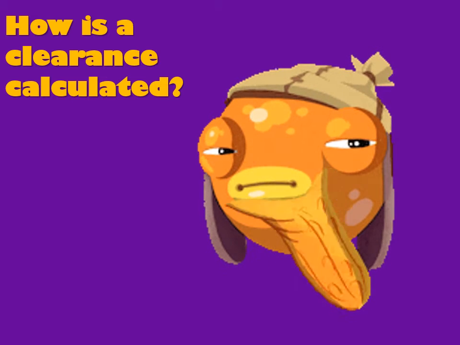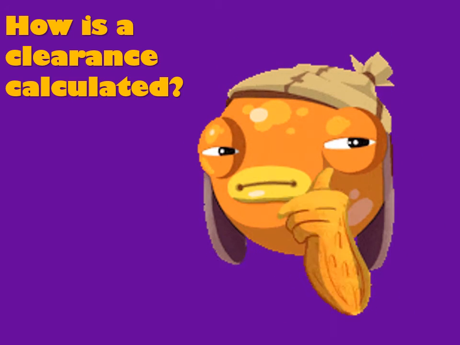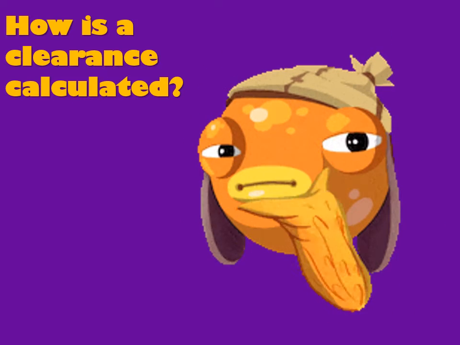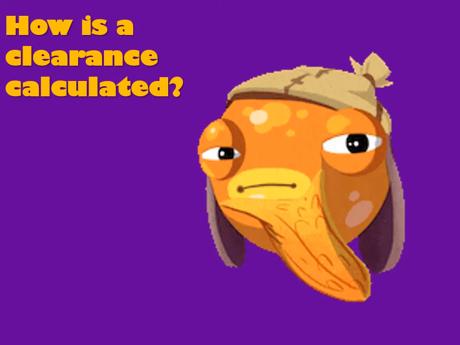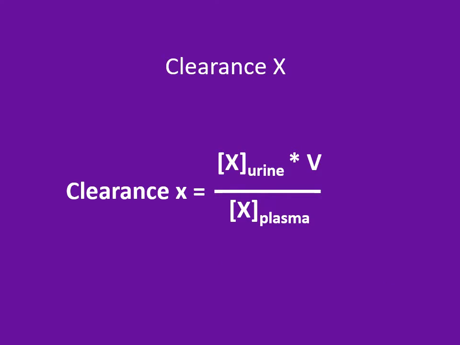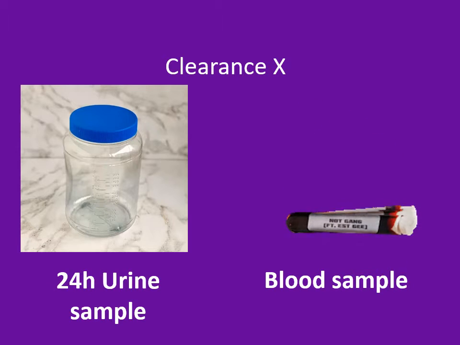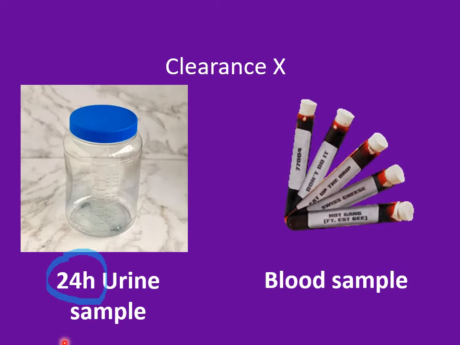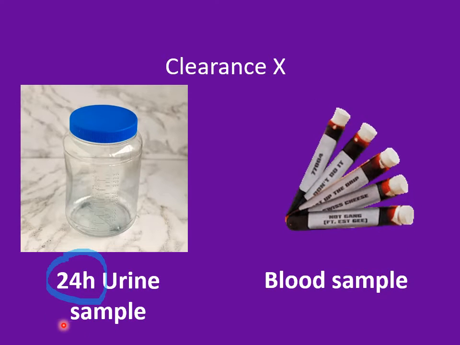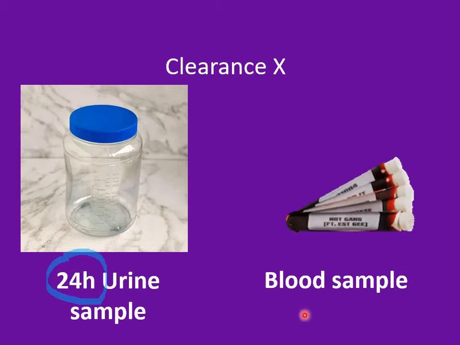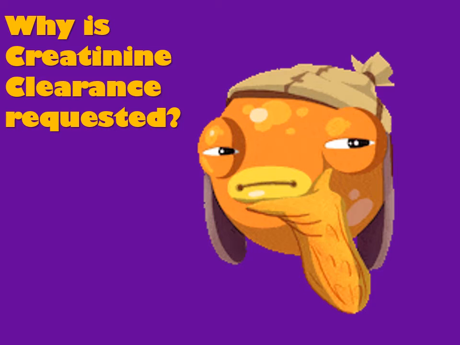So now that you understand the definition of clearance, that's the tough part, we will go to an easier part. How can we calculate clearance? The clearance of a substance X is the concentration of X in urine times the urine flux divided by the concentration of X in plasma. So we need a urine sample, and usually it is a 24 hour urine sample, because clearance calculated from a 24 hour urine sample is more accurate. And then we need a blood sample.